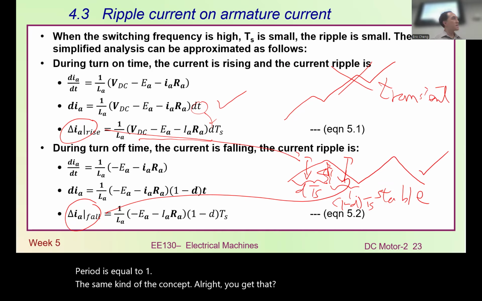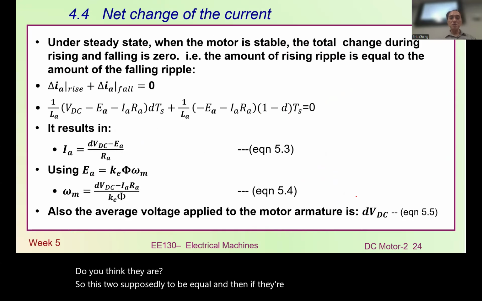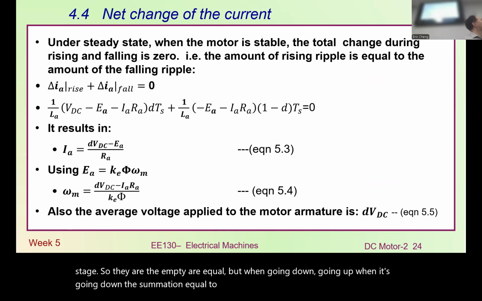So then you can see that these two delta, do you think they are different? Equal. Yeah, I just say they're equal. They are equal. So these two are supposed to be equal. And if they're equal, then we can go to the next stage. So the amplitudes are equal, but when one is going up, one is going down, the summation equals 0, right?